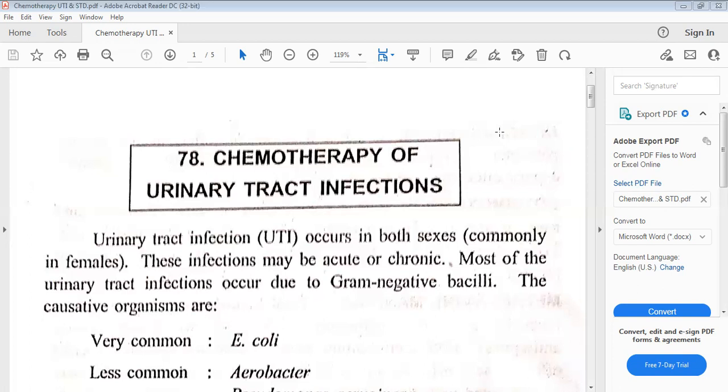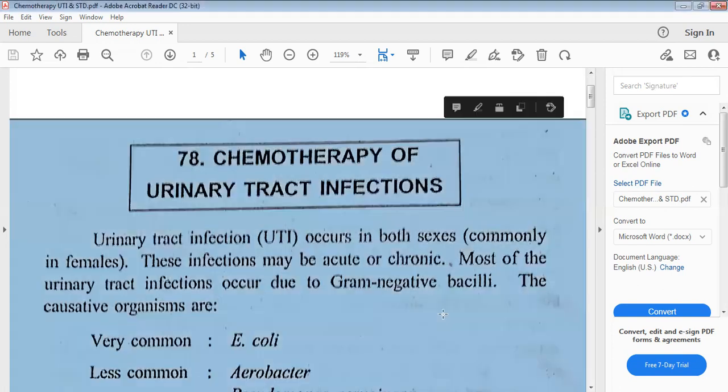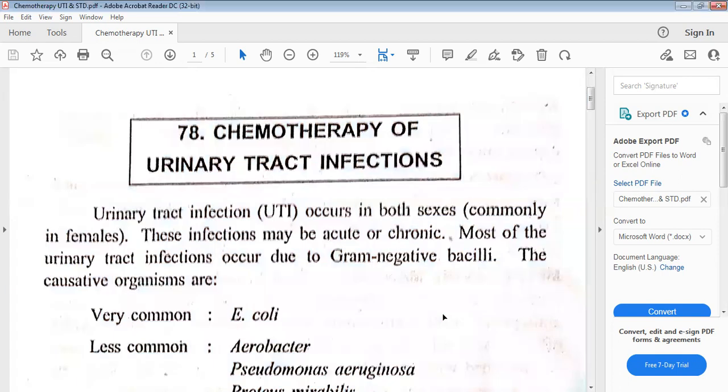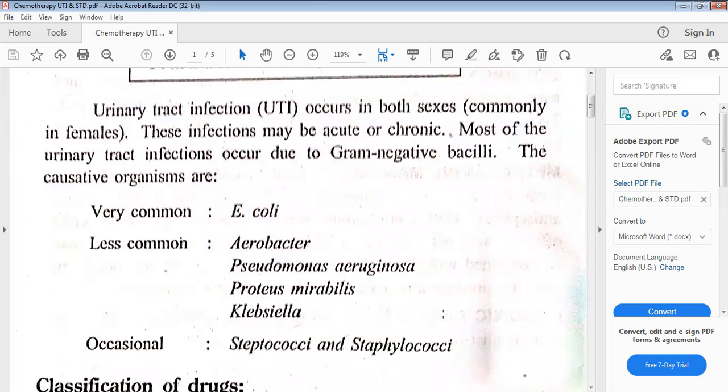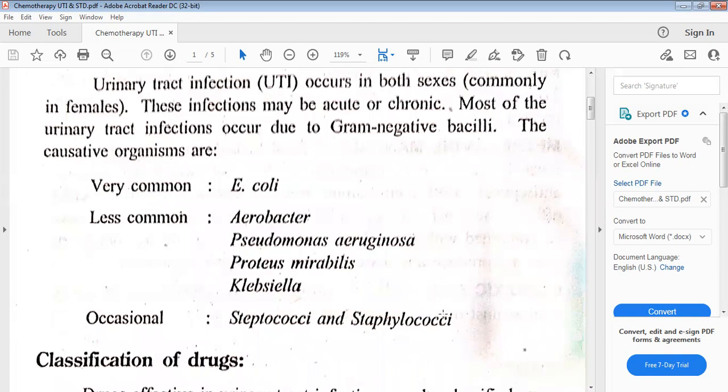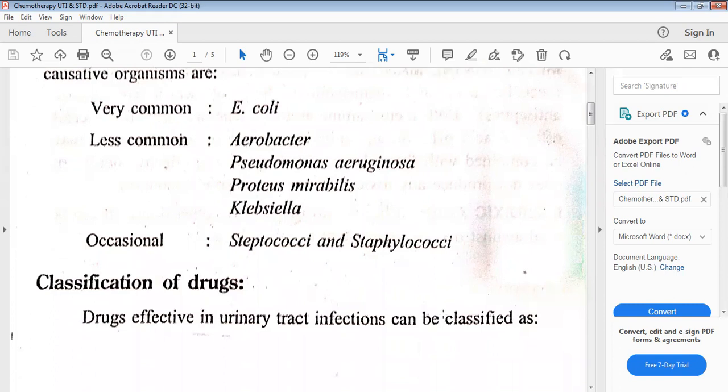And most often, these urinary tract infections are caused by organisms which are gram negative in nature. When you study the organisms, the most common organism which causes UTI is E. coli, and in some cases, it may also be caused by microbes like Aerobacter or Pseudomonas aeruginosa or Proteus mirabilis or Klebsiella, Streptococci and Staphylococci.